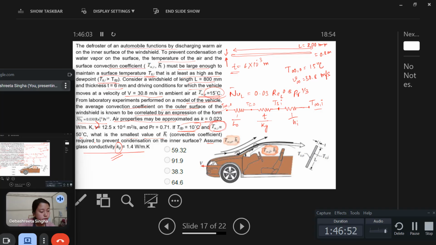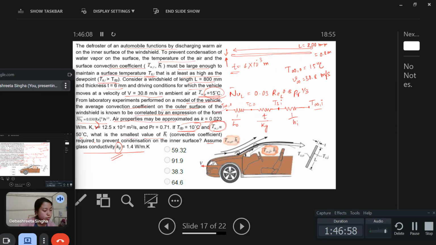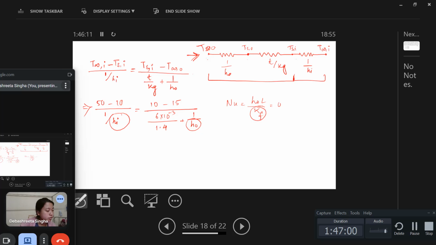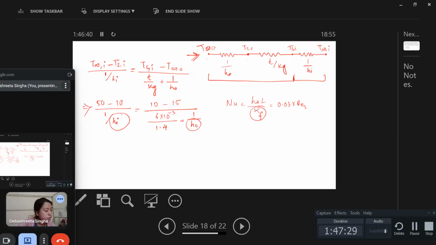The Nusselt number is also given as 0.03 into Re_L to the power 0.8. Also, they have given that the outer surface windshield is known to be correlated by this expression. So this is for the outside air: Re_L to the power 0.8, Pr to the power 1/3.